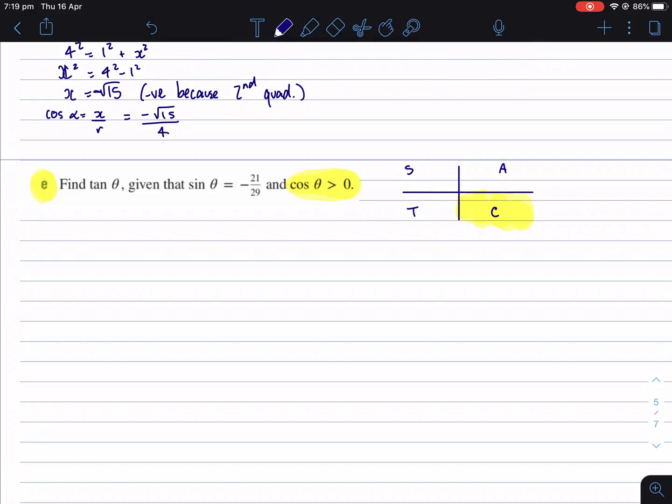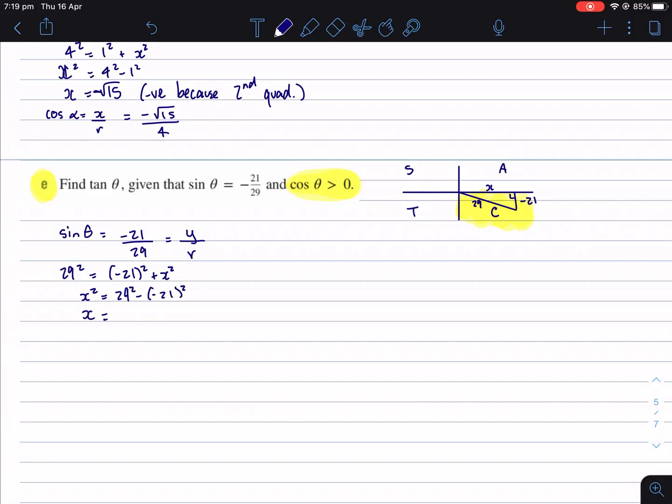Okay, so sine theta is negative 21 on 29, which is the opposite over the radius. So if I draw it, the opposite is 21. Well, it's negative 21 because it's going downwards. The radius is 29. The radius is always positive, so we need to find x. So 29 squared equals negative 21 squared plus x squared. So x squared is 29 squared take negative 21 squared.